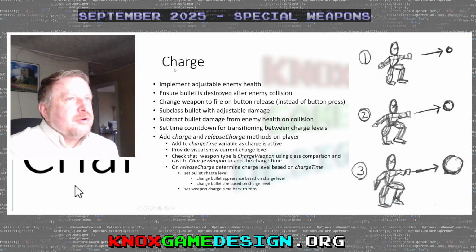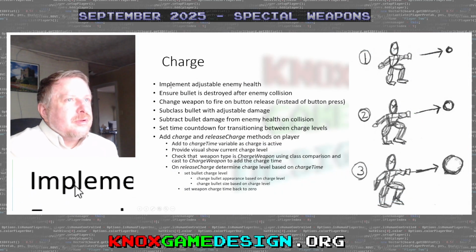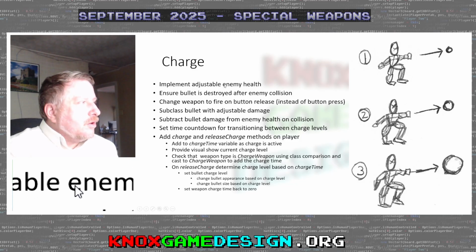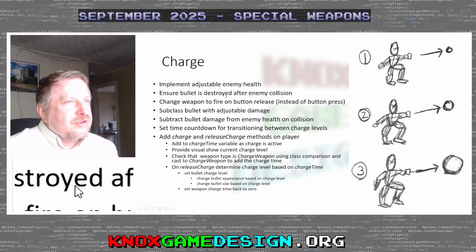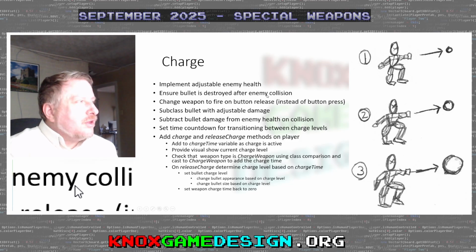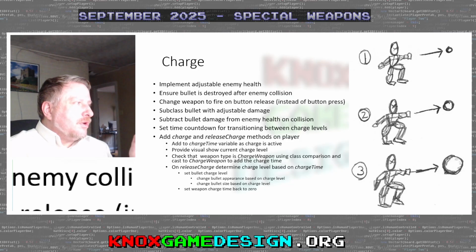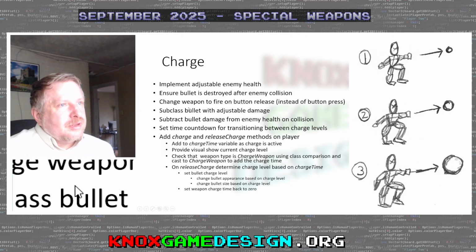So the next weapon I want to talk about is a charge weapon. To do this, I've implemented adjustable enemy health. So each enemy has a different initial health value. Got to ensure that the bullet is destroyed after the enemy collision. Otherwise, you can have a bullet projectile with 1 damage that will continually collide with an enemy. So it really needs to be destroyed or set inactive after it's collided with an enemy.